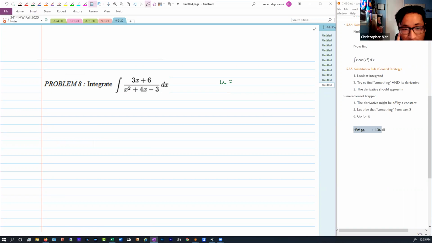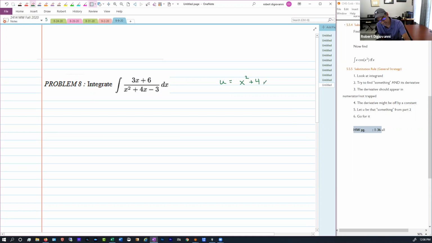The u can't be the x squared plus 4x minus 3, can it? It can't? Why? Because it's in the denominator. No, the u can. The u can. The derivative can't. The u can be anywhere. So let's make the u x squared plus 4x minus 3. Let's do it. That is the correct substitution.